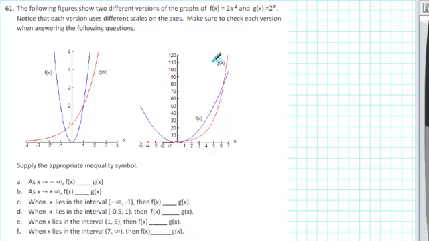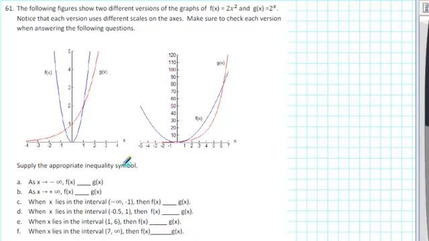Notice that each version uses different scales on the axes. On the first figure, the y-scale is 1, whereas on the second figure, the y-scale is 10. Make sure to check each version when answering the following questions.